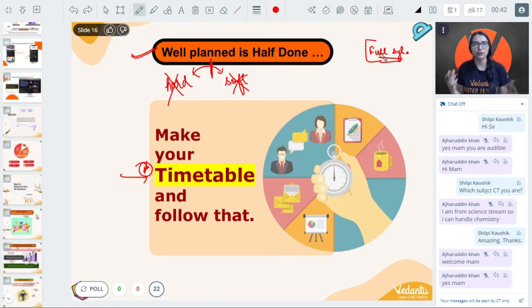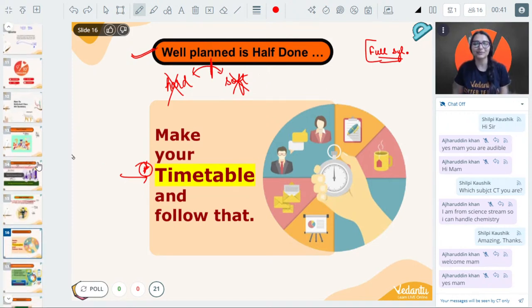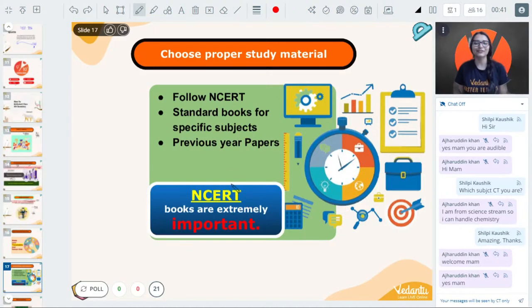So that should be the normal pattern we are expecting. Having said that, you don't know what comes the situation around the COVID, that would be released totally by CBSE. But as far as I believe, I think that there won't be any reduction or pattern change because things are getting normalized. But again, we cannot comment on that. That's a big thing to talk about right now. So you have to focus on the full syllabus. Well planned is half done. So make your timetable and please follow that. You would be able to follow if it is realistic.